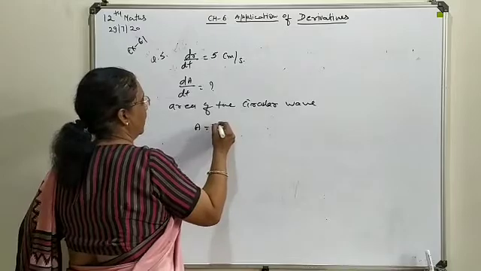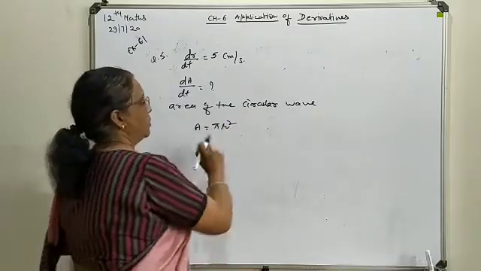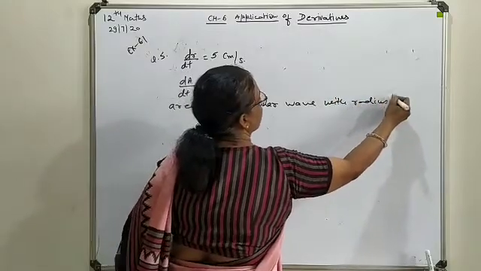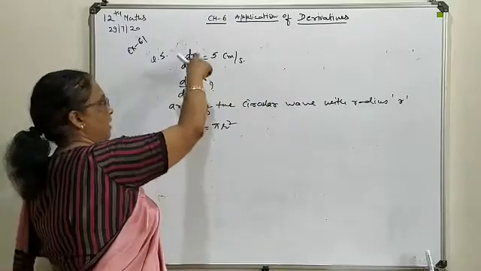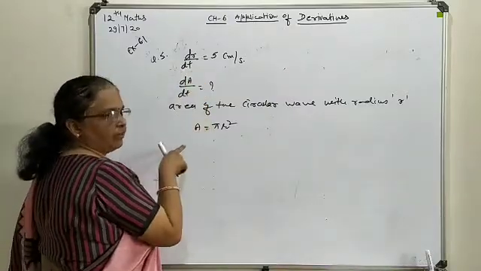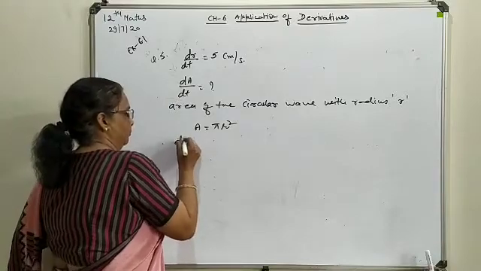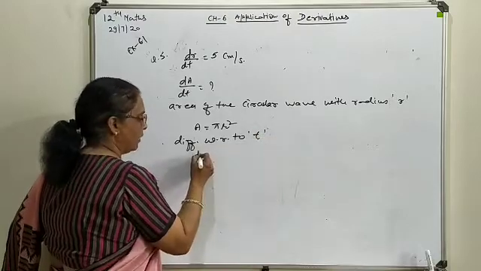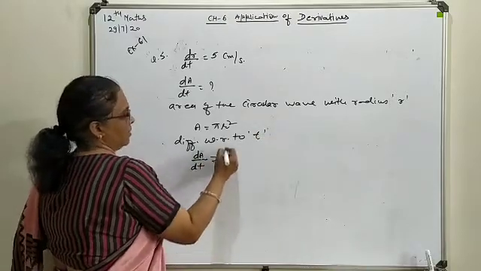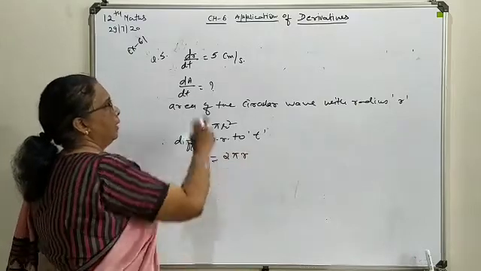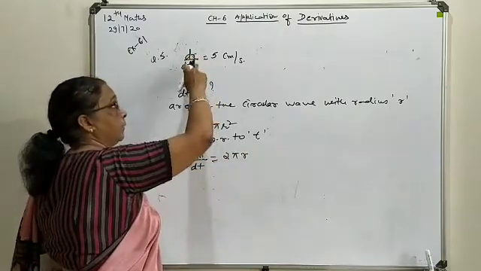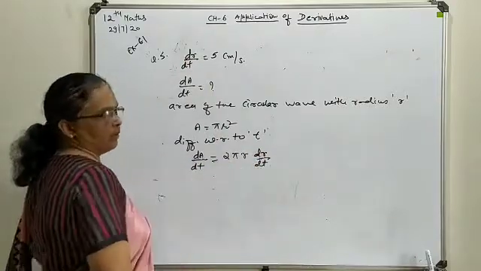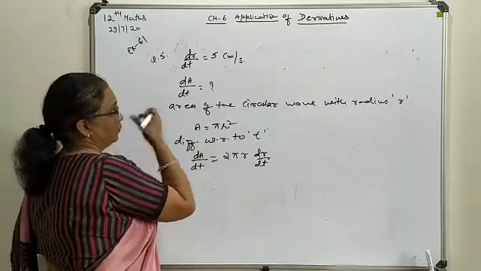A is equal to pi r square. Here radius also you can consider. Now as dr by dt is available, this is to be differentiated with respect to time. So dA by dt is 2 pi r. Now it is to be evaluated at dr by dt 5. So here dr by dt also will be there, because with respect to time we are going to differentiate.